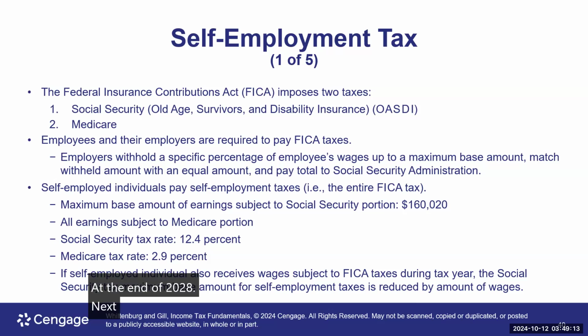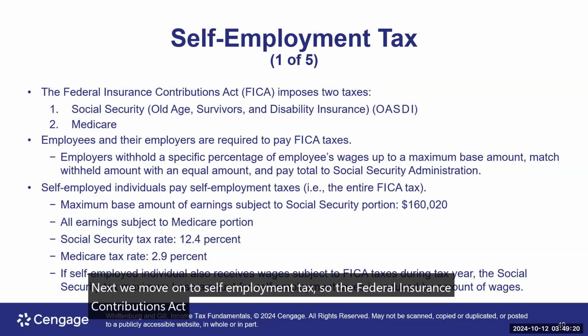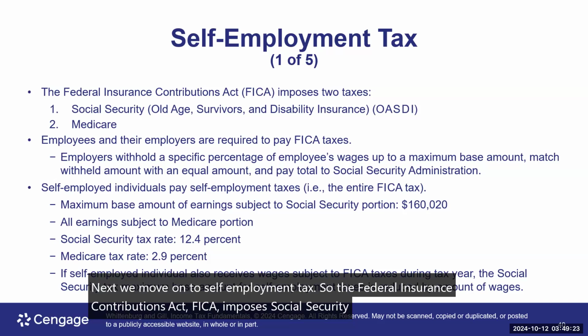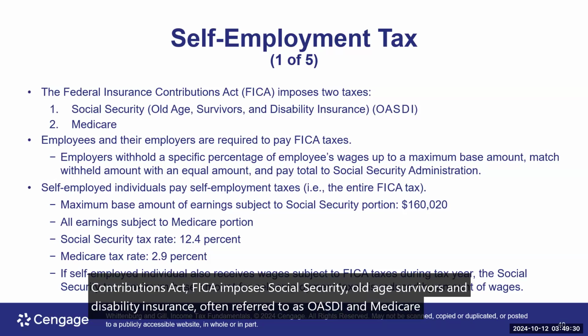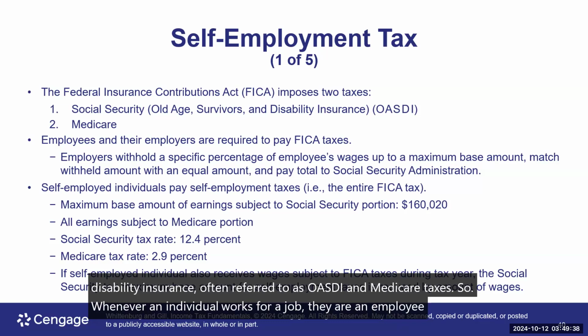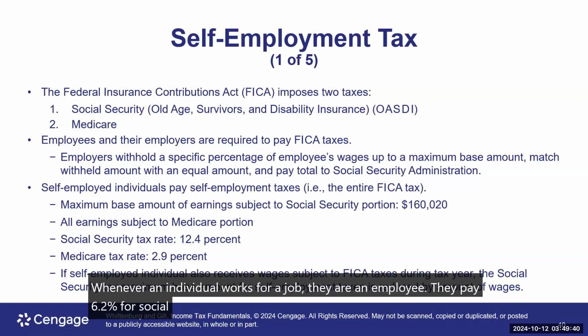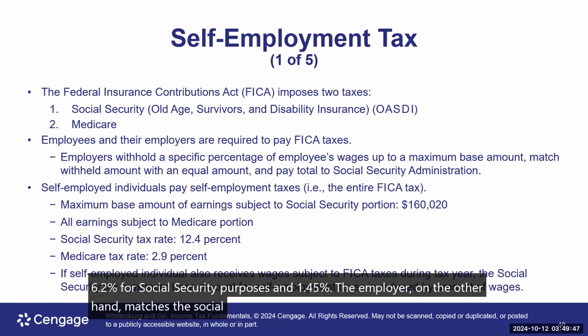Next, we move on to self-employment tax. The Federal Insurance Contributions Act, FICA, imposes Social Security, old age survivors, and disability insurance, often referred to as OASDI, and Medicare taxes. Whenever an individual works for a job, they are an employee, they pay 6.2% for Social Security purposes and 1.45% for Medicare. The employer, on the other hand, matches the Social Security and matches the Medicare taxes.